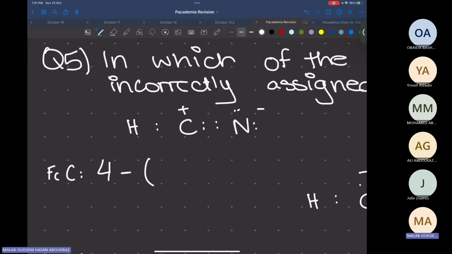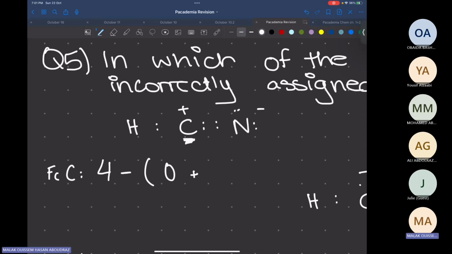Okay, then how many unbonded electrons does it have? 0. And then how many bonded does it have? 1. How many bonded electrons? I'm looking at the carbon here. Oh, sorry, carbon. Yes, 4.